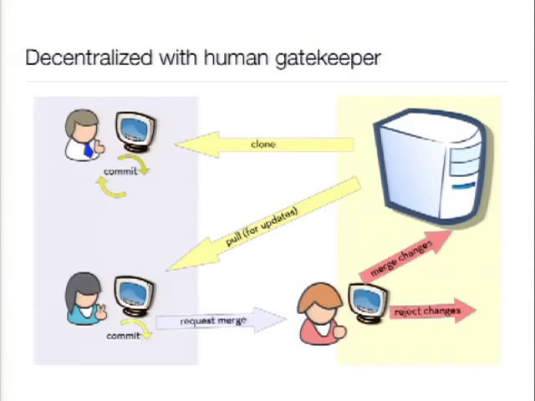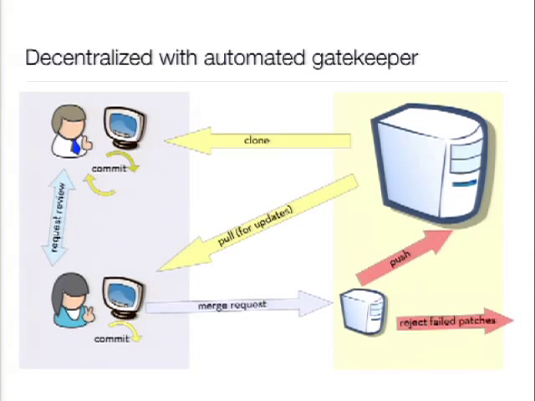Okay, cool. So the next step for a lot of people is going to be taking that human gatekeeper and now making it an automated gatekeeper. How many folks are working with some kind of continuous integration server or some kind of automated something or other? I'm guessing it'll be about a third.